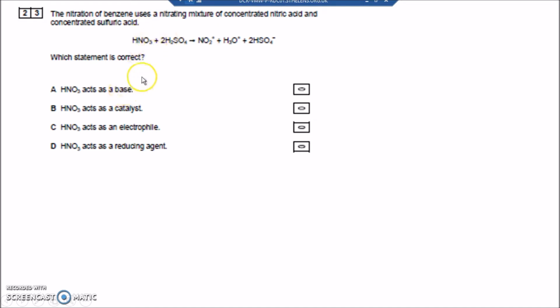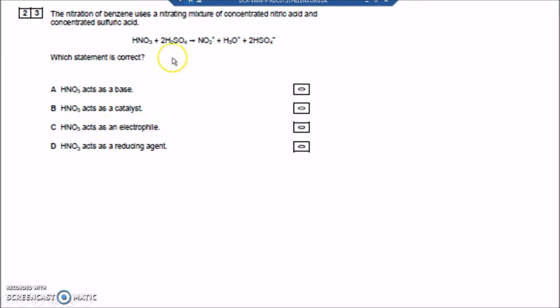Bases like sodium hydroxide and potassium hydroxide make OH minuses, which then accept H pluses and make water. So a base produces OH minuses, which accept H pluses. So HNO3 is acting as a base. Let's check out the others then. HNO3 is acting as a catalyst. That means it's reformed on the right hand side. No, it's not.